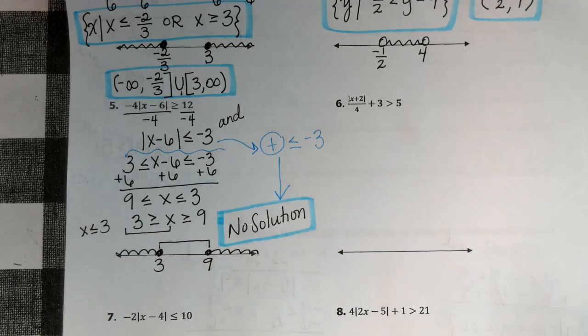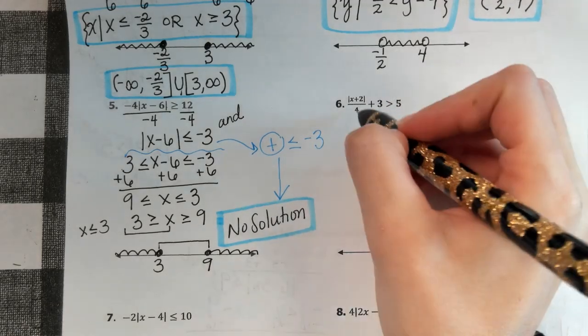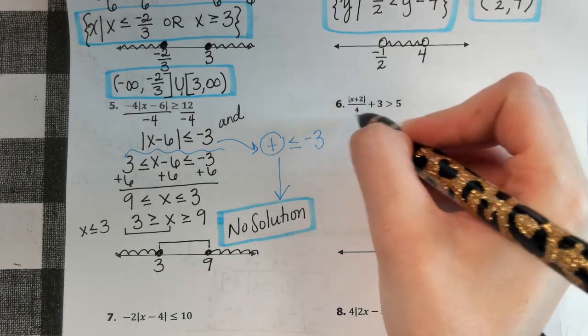Example 6. Absolute value of (x plus 2) over 4, plus 3, is greater than 5. What's my first step? Subtract. You always add or subtract before multiplying. That absolute value is within that fraction, so I want that by itself.